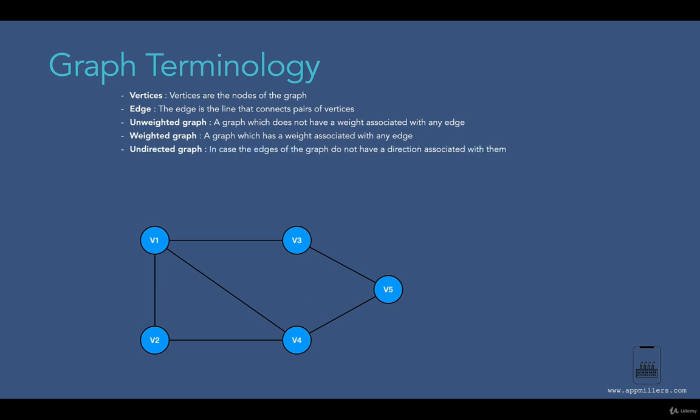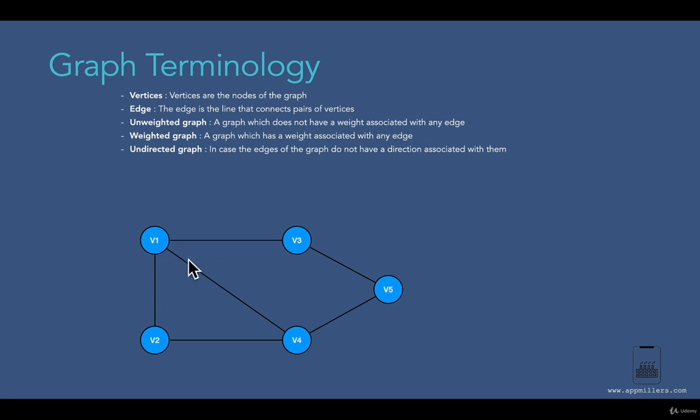Now the next terminology is undirected graph. So in case the edge of graph does not have a direction that is associated with them, in this case we are calling this graph undirected graph. So as you can see, in this case there is no direction between these vertices over here. So this means that we can go in either way. So we can go from V1 to V2 and from V2 to V1. So in this case there is no direction specified, so that's why this is called undirected graph. So in undirected graph, we can go in both ways from any edge.